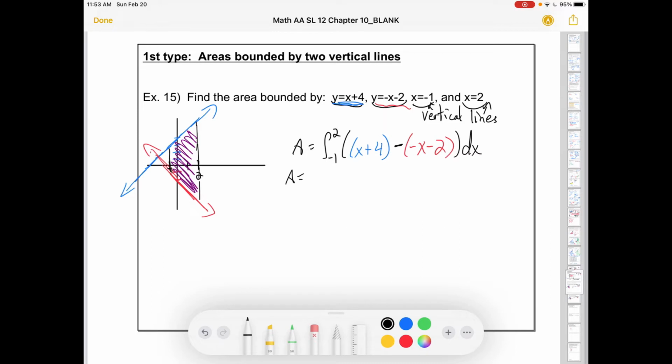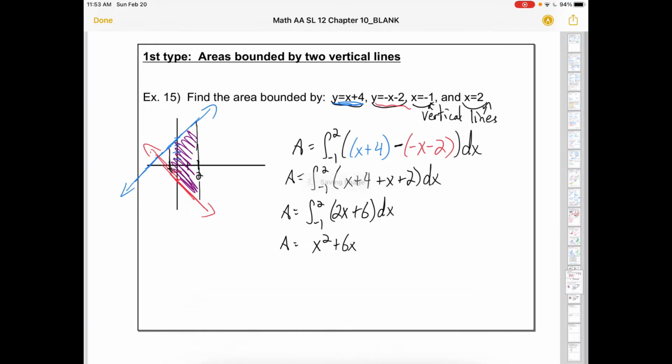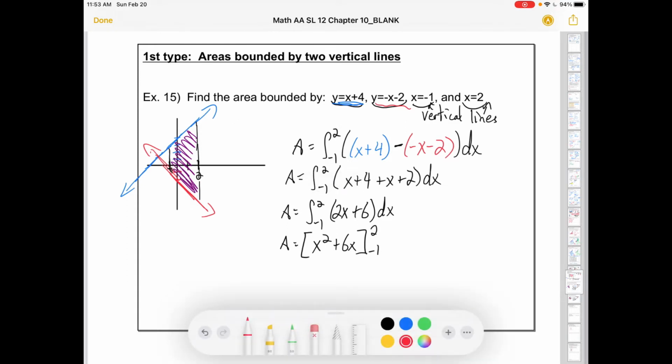Before I go ahead and anti-differentiate, I think I want to simplify this. So this is x plus 4 plus x plus 2 dx. Or I've got 2x plus 6 dx. Now I'm feeling confident I can anti-differentiate that. So that's going to give me x squared plus 6x. And I'm going to sub in. So here is my antiderivative.